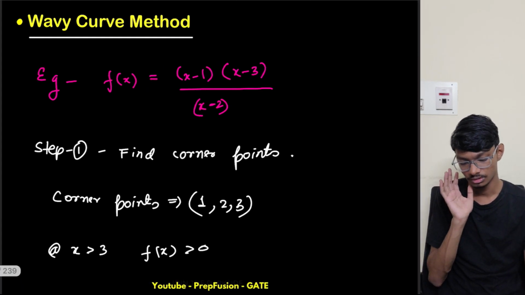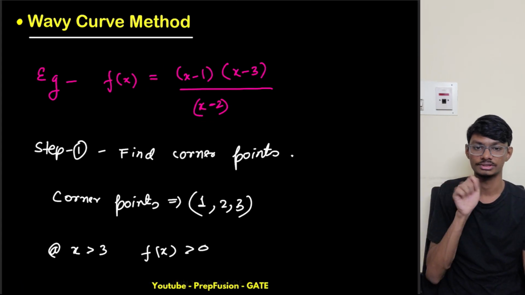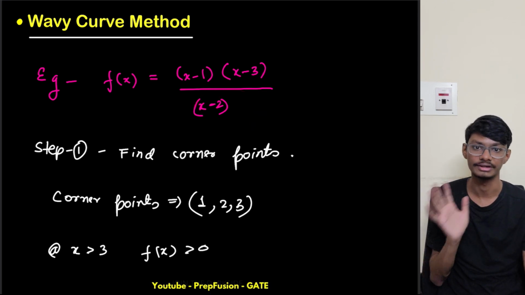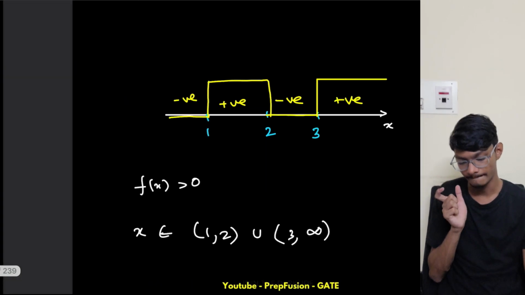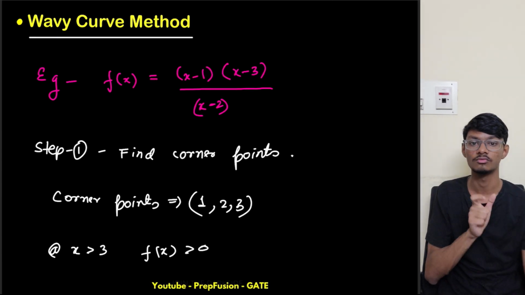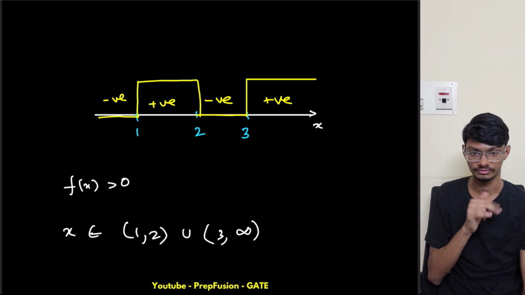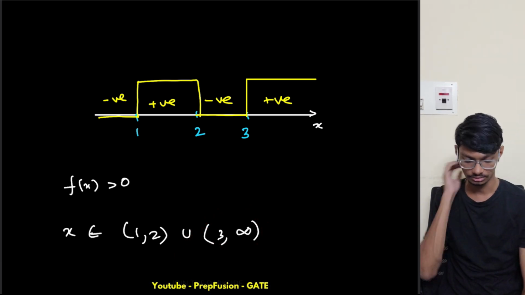Similarly, 2 will not be included anyway, because the function is not defined at x equals 2, as we get 0 in the denominator. At x equals 3, again the function is getting 0, but we only want the positive values, so it will be open there too. Okay, so this is for this range.